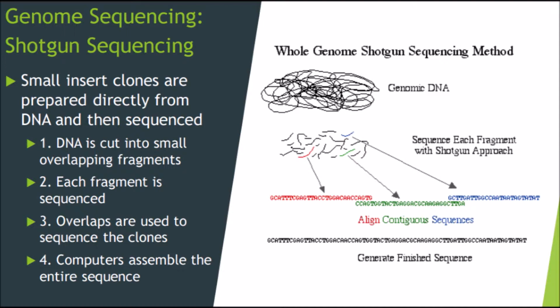Shotgun sequencing involves small insert clones that are prepared directly from DNA and then sequenced. The DNA is cut into small overlapping fragments, those fragments are sequenced, and the overlaps are used to sequence those clones, and then computers assemble the entire sequence.